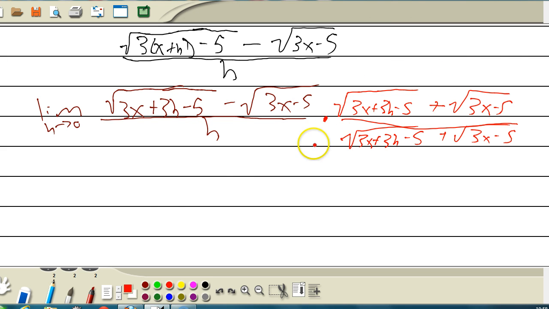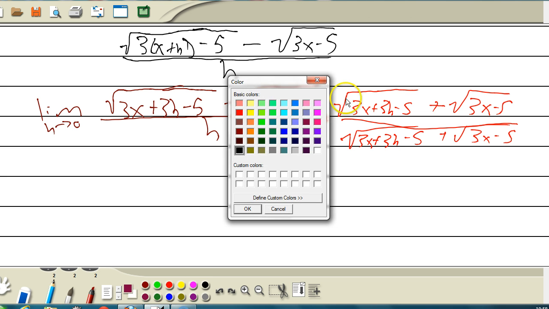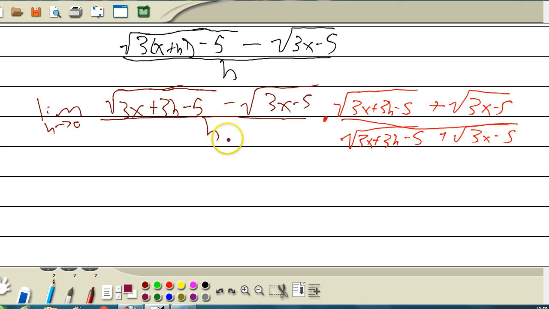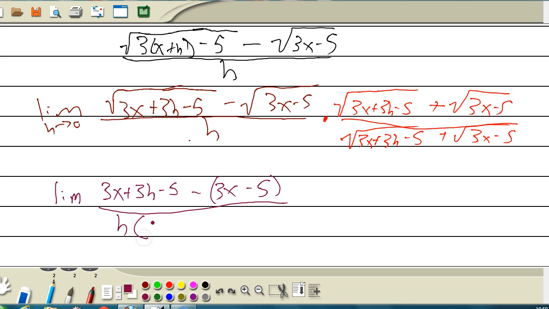Okay, so now we're multiplying by the conjugate. Remember the shortcut. Instead of doing FOIL and all that crazy stuff, we're just going to use the shortcut, and this is just this thing squared minus this thing squared. That's all you're going to do when you multiply by the conjugate. So we're going to square this. If we square this, the square root goes away. So you're left with 3x plus 3h minus 5, then minus, again this goes away, 3x minus 5, and then divided by h times the conjugate. So that's the square root of 3x plus 3h minus 5 plus the square root of 3x minus 5.